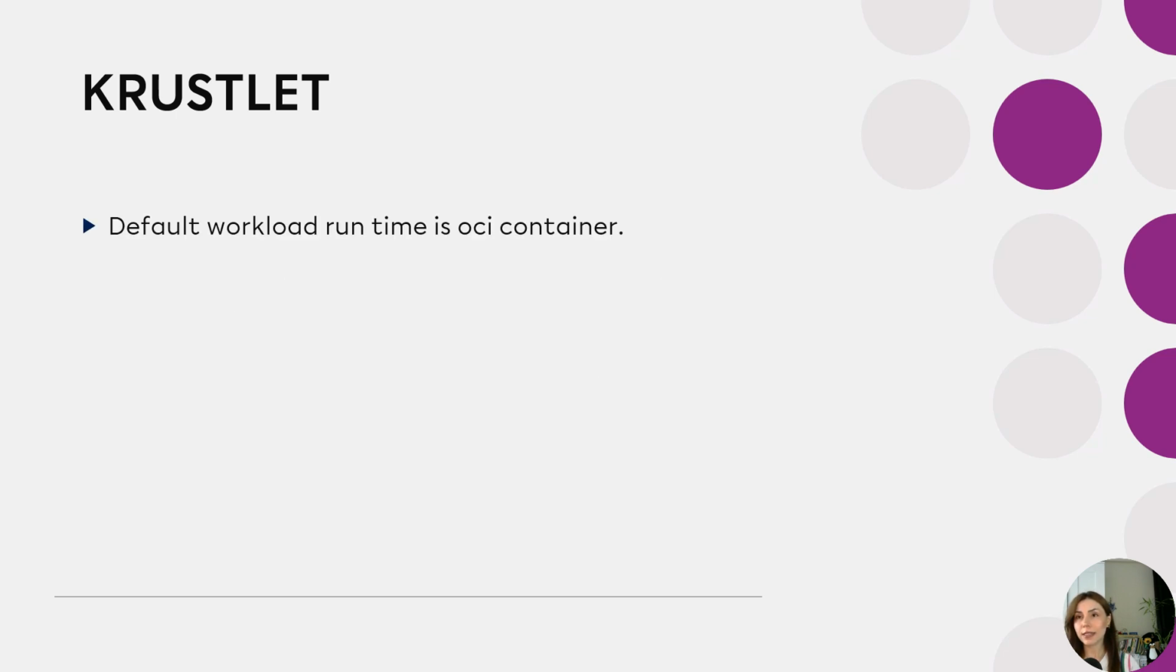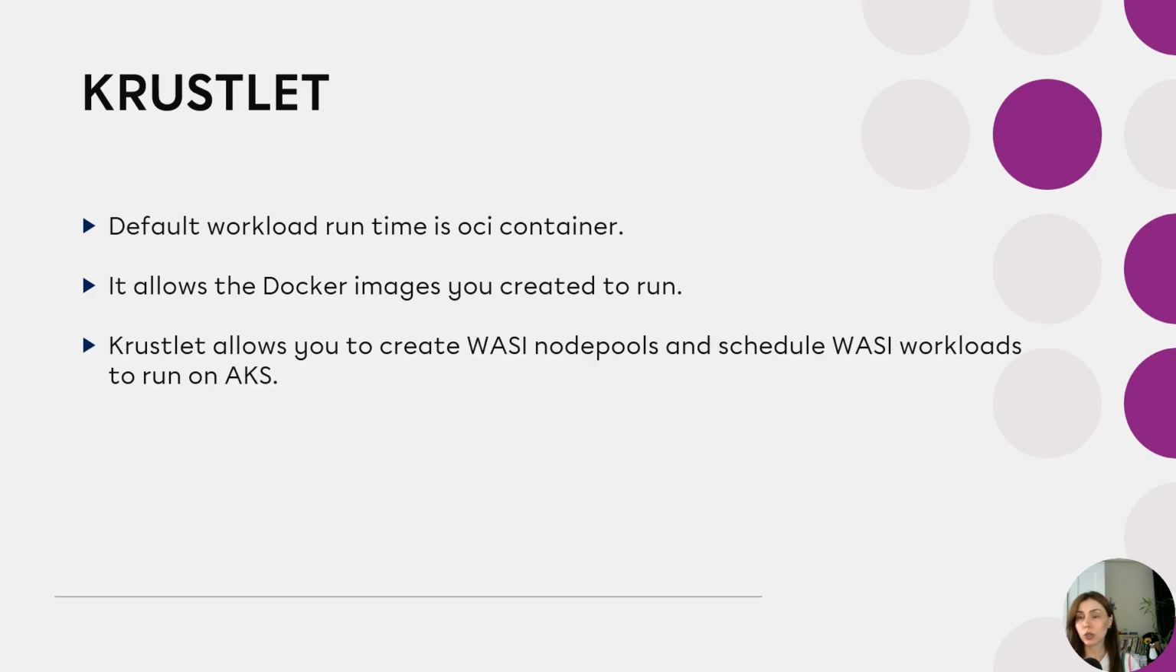When working with AKS, we set up our pods on node pools. These node pools' default workload runtime is OCI container. It allows the Docker images you created to run. But what happens when the runtime is different? When compiling with WASM, as previously noted, we require a separate workload runtime. Krustlet allows you to create WASI node pools and schedule WASI workloads to run on Azure Kubernetes Service.